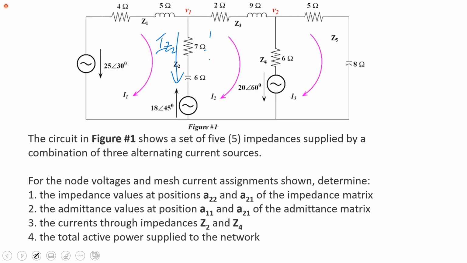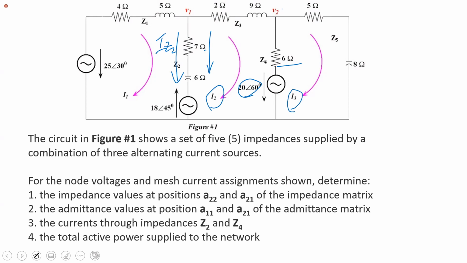And you're looking at the current flowing down. The other one, Z4, the current through Z4. Again, it is V2 plus 20 angle 60 over 6. Or if you use mesh analysis, it's I2 minus I3.